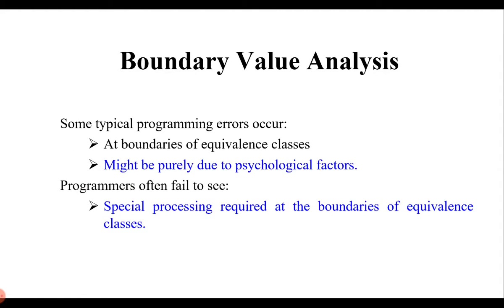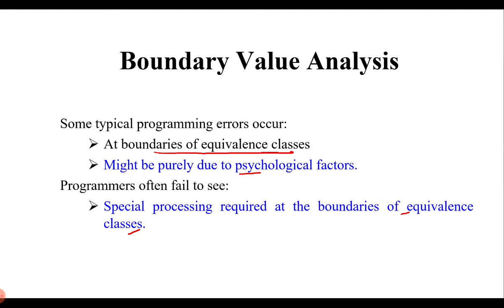Next, we will talk about boundary value analysis. So boundary value analysis is also a type of black box testing approach. There are some typical programming errors which occur at the boundaries of these equivalence classes. It might be purely due to psychological factors, and programmers often fail to see special processing required at the boundaries of equivalence classes.